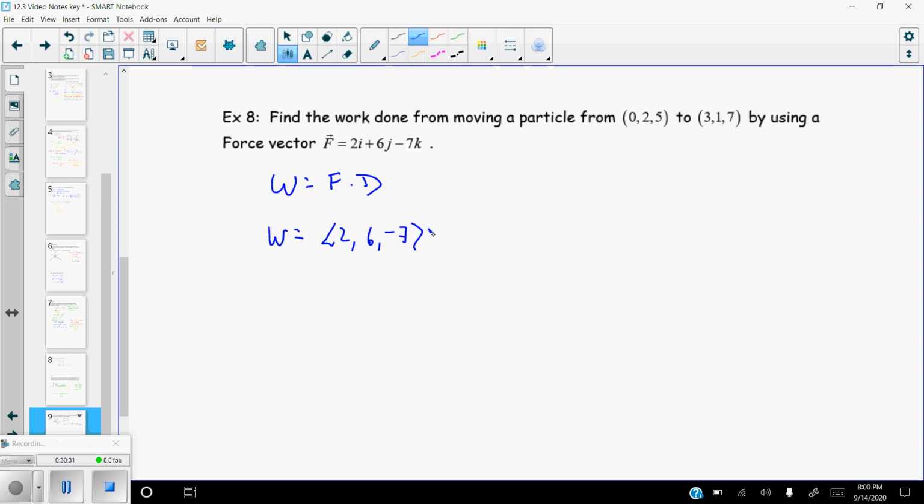Well, we can find a distance vector simply by creating a vector between the 2 points, which is really just subtracting the ending point minus the beginning point. So the vector is going to be created as 3, negative 1, 2. And again, I hope that makes sense. 3 minus 0, 1 minus 2, 7 minus 5. And then the work is going to end up being the dot product, which is 6 minus 6 minus 14. So we're going to get minus 14 joules.